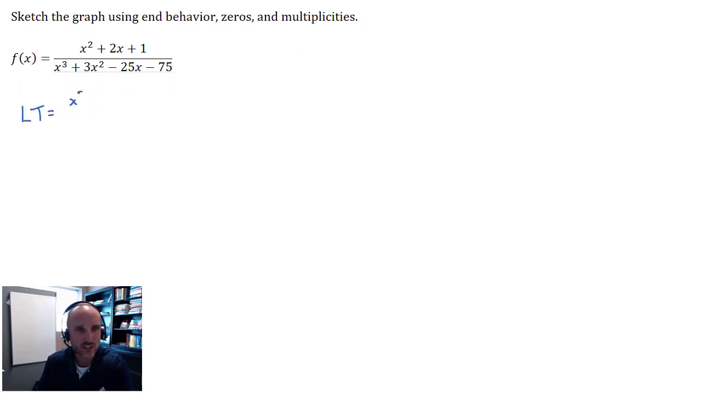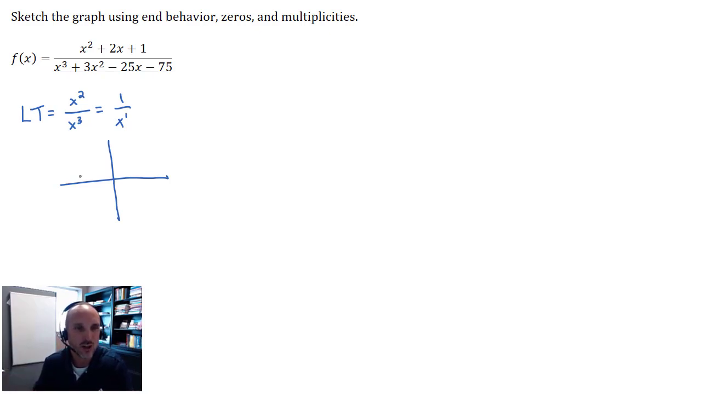So on top, our leading term is x squared, and on bottom, our leading term is x cubed, which reduces to 1 over x to the first. So right away, this end behavior is different than on our other rational function graph videos. So we have to know that when you divide by a power of x, your ends are going to shrink. They're going to get closer to 0.